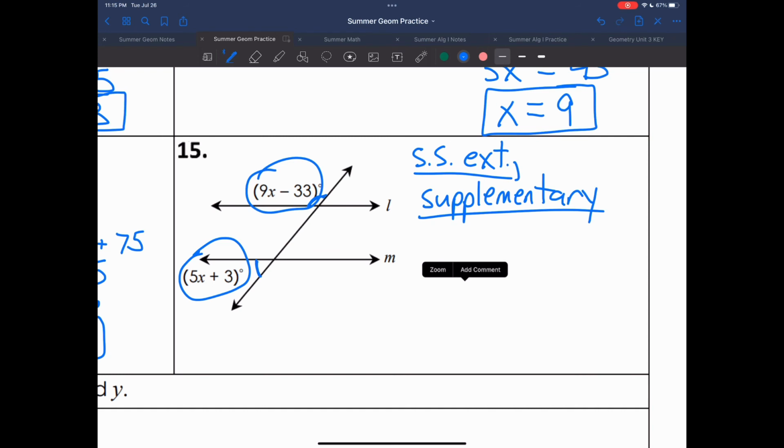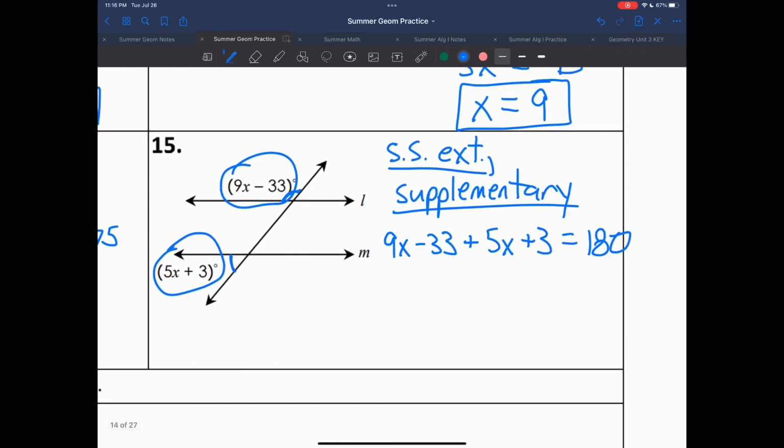It really doesn't matter which one you start with. I'll start with the one up here: 9x minus 33 plus 5x plus 3, and that all has to add up to 180. Let's simplify that side down. Adding 9x and 5x, we get 14x. We also have negative 33 plus 3, which is negative 30.